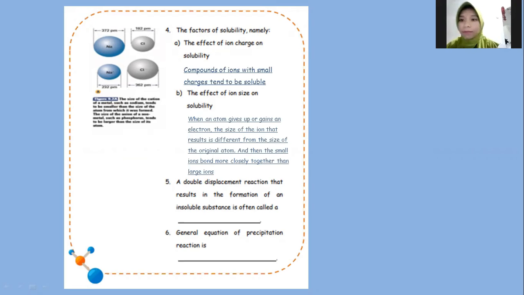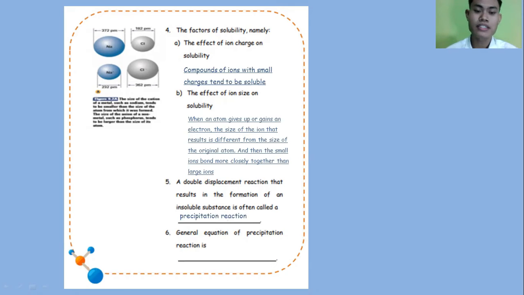For number 5, the question is: a double displacement reaction that results in the formation of an insoluble substance is often called blank. And my answer is a precipitation reaction, Mister. Okay, number 5. A double displacement reaction that results in the formation of an insoluble substance is often called a... Yes, that's right, precipitation reaction.